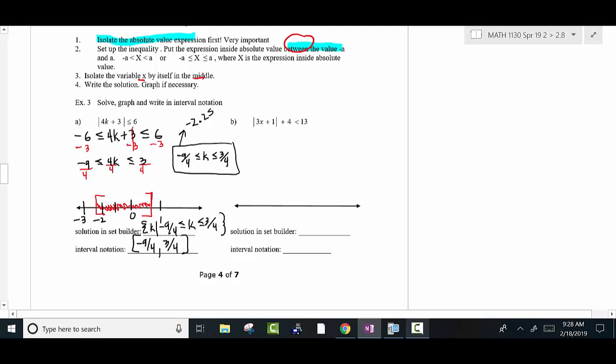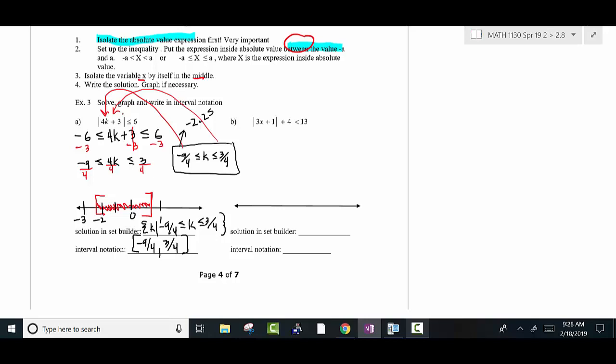Okay? Now, these problems are 100% verifiable, which is worth doing a couple of times as a student. If you just plug in the -9/4, it would give you 6. And if you plugged in the 3/4, it would also give you 6. And every number between -9/4 and 3/4 would work in that inequality. Everything outside of that wouldn't work. So that's the idea. Okay?